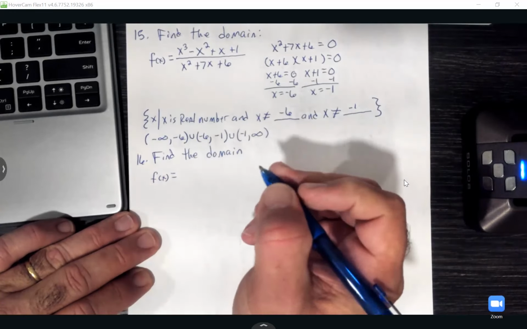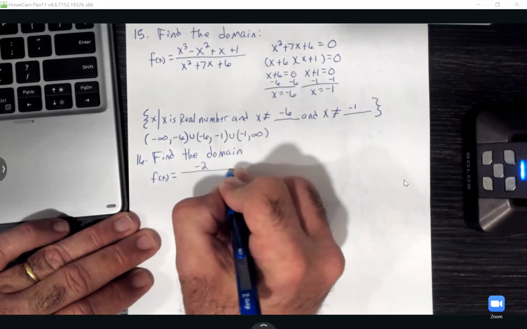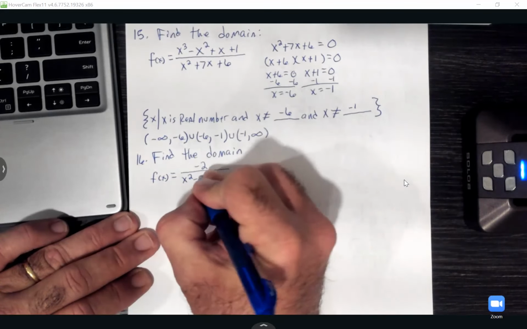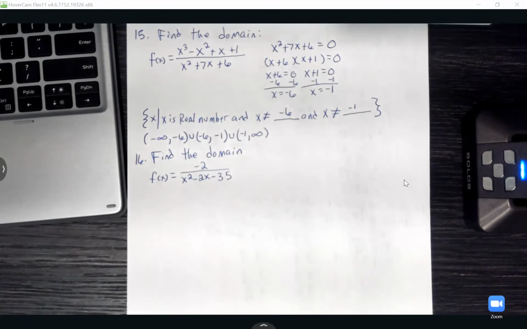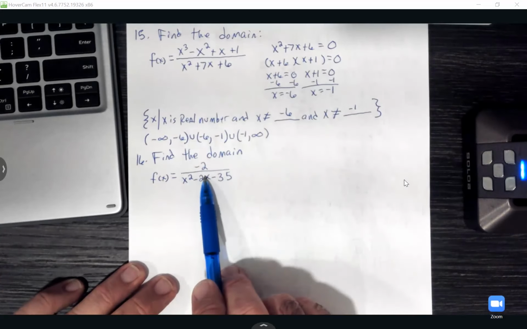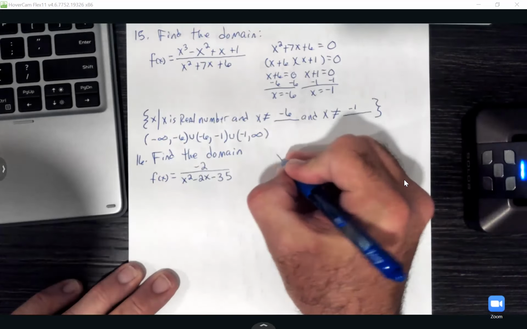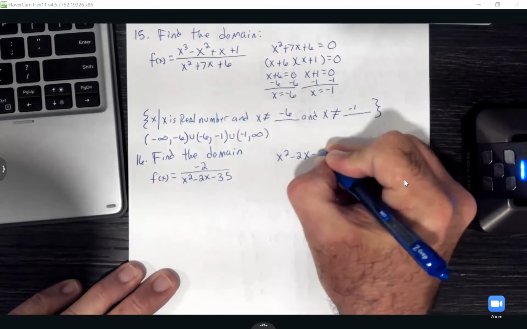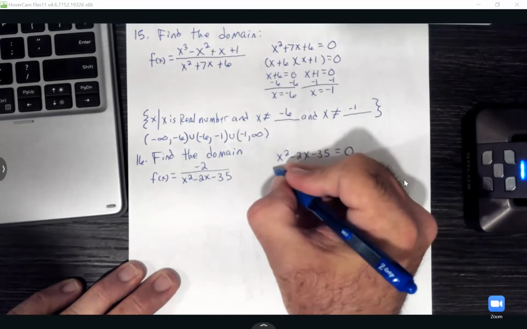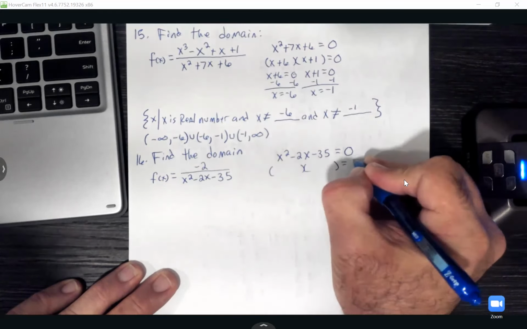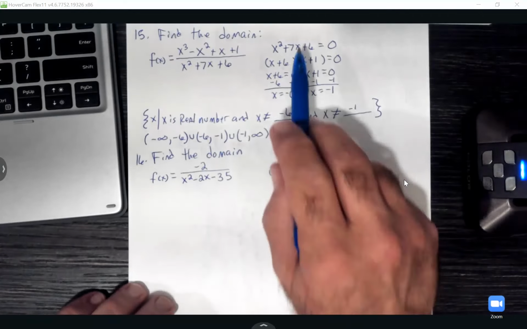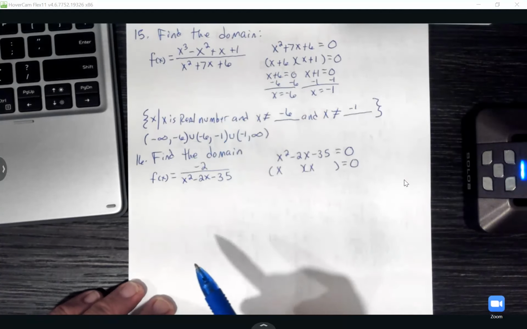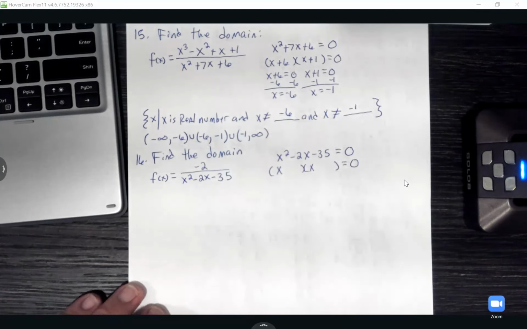F of x equals, I got a -2 on top over x squared minus 2x minus 35. So the same thing I did here, I'm going to take the bottom only and set it equal to 0. And y'all, once again, we're going to factor it. So the x squared gives me an x and an x. Now, let me tell you, if you don't like factoring, the only other choice you got is using the quadratic formula to solve these. It's a lot more tedious, but it will work, okay?